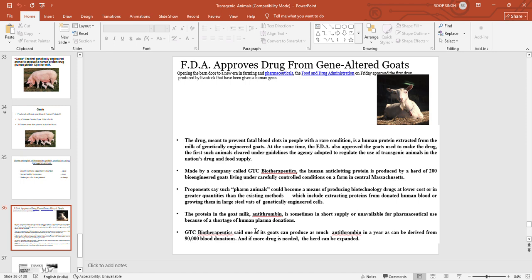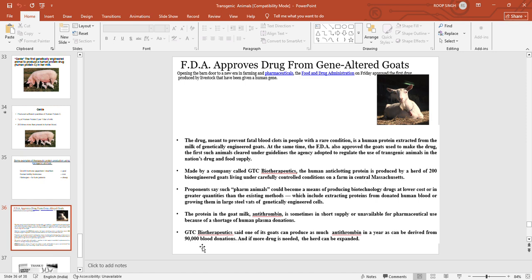So the protein is basically in the goat milk. This is actually antithrombin, which is sometimes in short supply for pharmaceutical use because of a shortage of human plasma donation. So this protein was earlier extracted from human plasma, but the amount was very low. But now this antithrombin is being made from transgenic goats, around 200 genetically engineered goats made by this biotherapeutic company, and so they are now able to get a large amount of this particular protein.